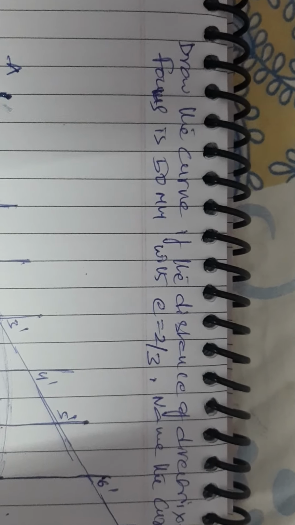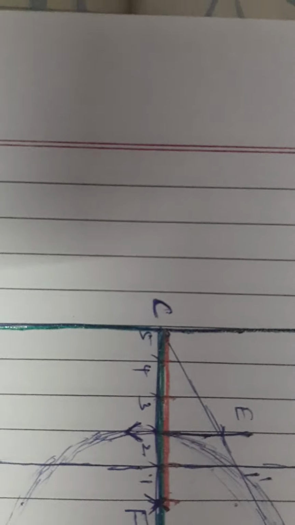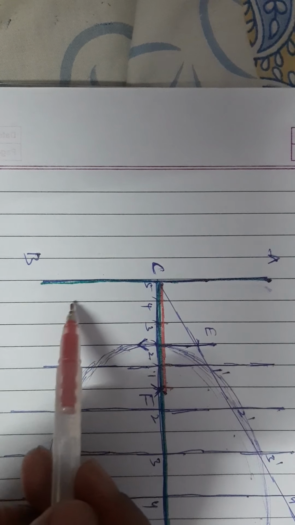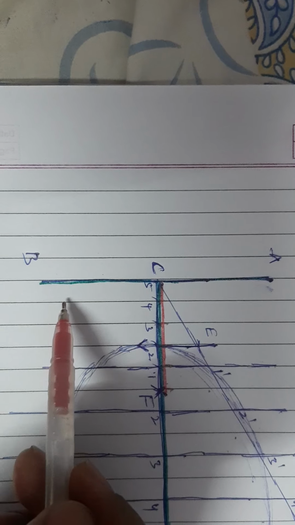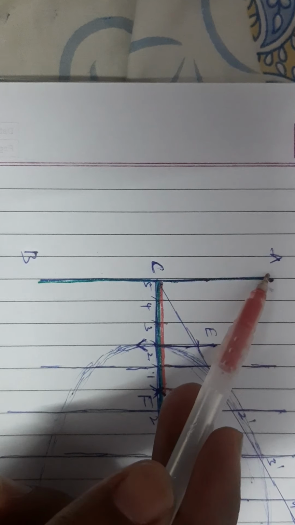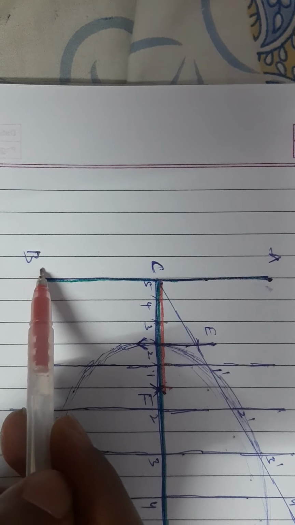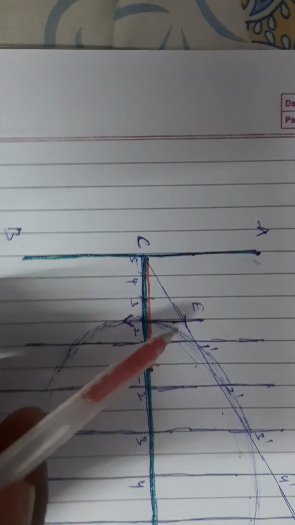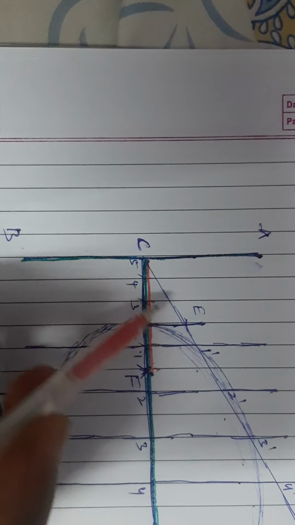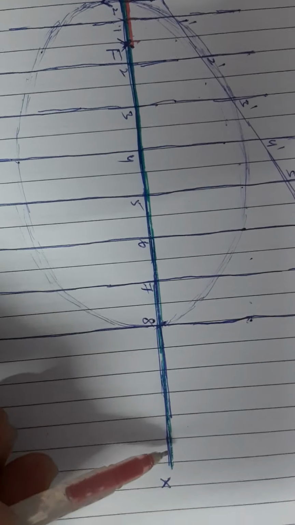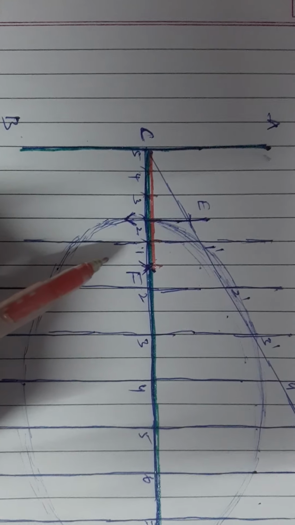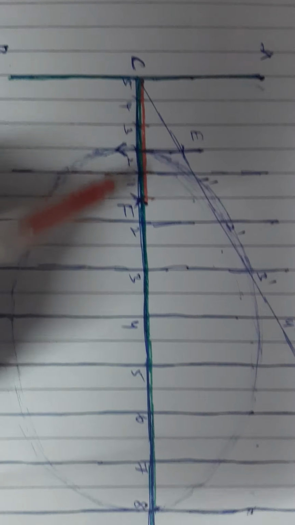So according to the given data, first we need to draw one vertical line of any convenient length as directrix and name the ends as A, B. Next, from the midpoint of AB, draw a horizontal line of any convenient length as axis. Name the ends as C, X.